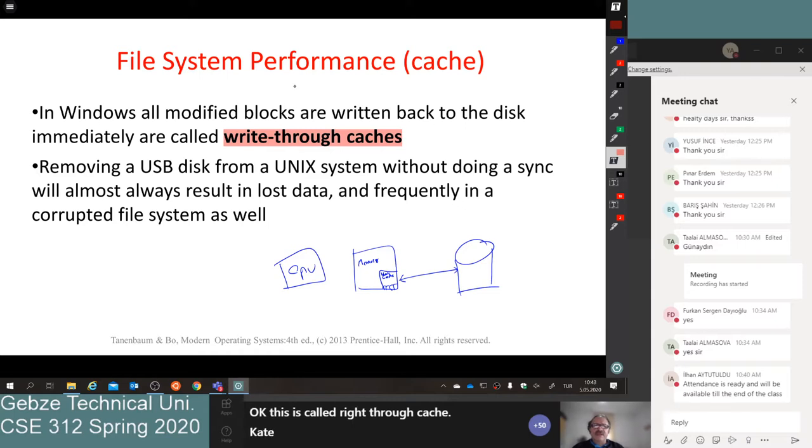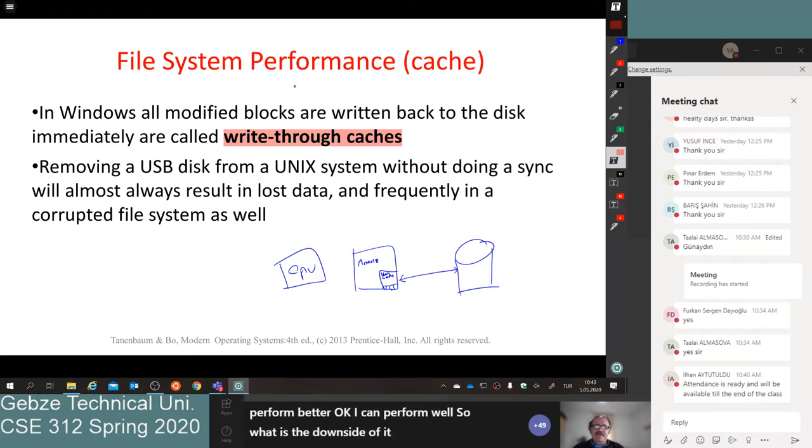Okay, Unix doesn't do this all the time. Unix says that, okay, I will keep modified blocks and unmodified blocks in my cache as long as possible, so that I can perform better. So what is the downside of it?